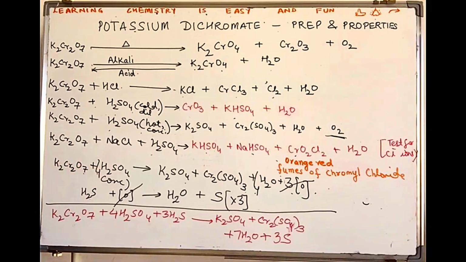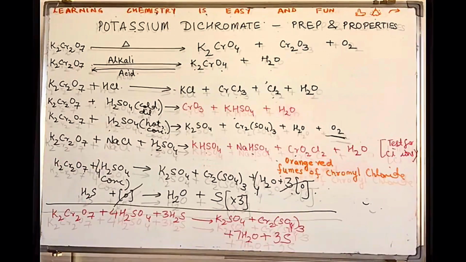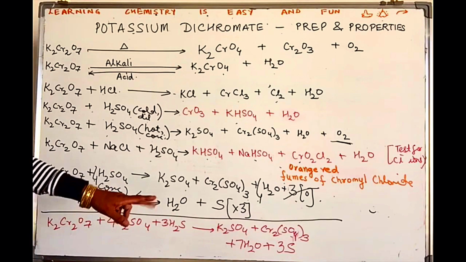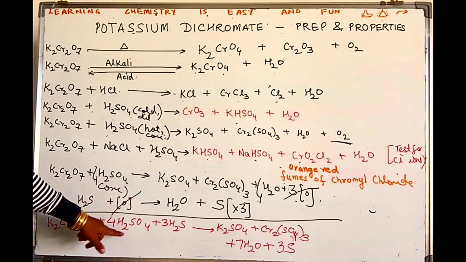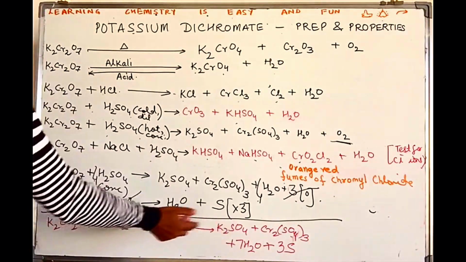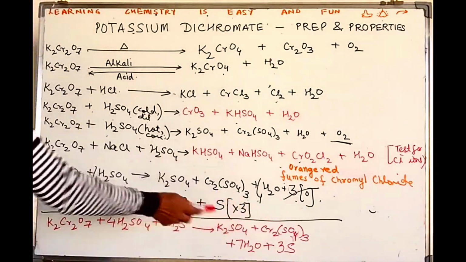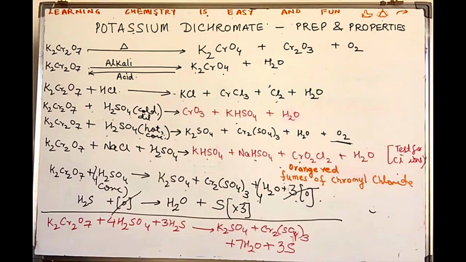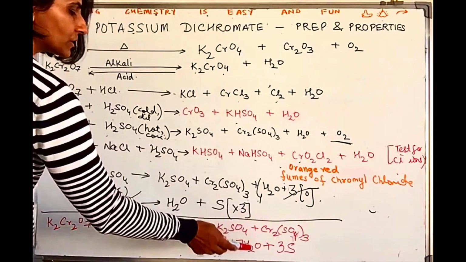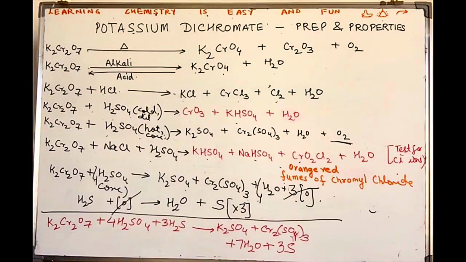Pause the video, check. Go ahead. Potassium balanced, chromium balanced, hydrogen 8 plus 6, 14, hydrogen 14. Sulfate 3 and 1, 4, sulfate 4. Oxygen is 12 plus 4, 16 plus 7, 23.